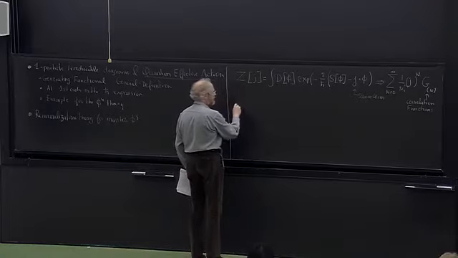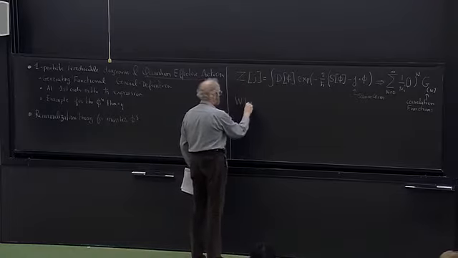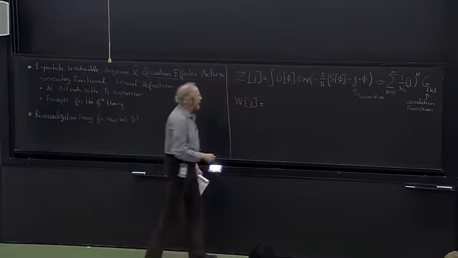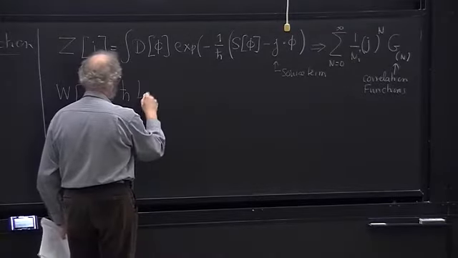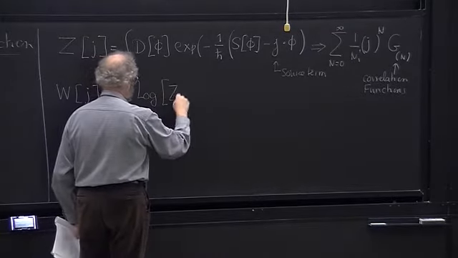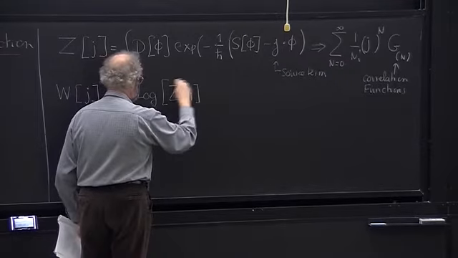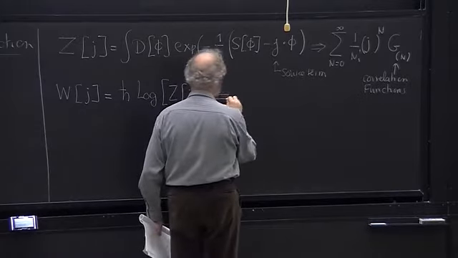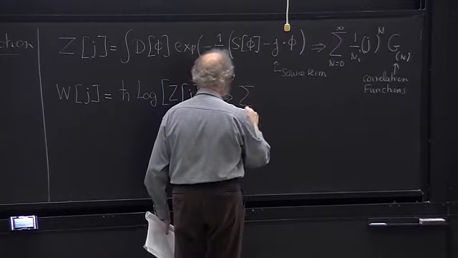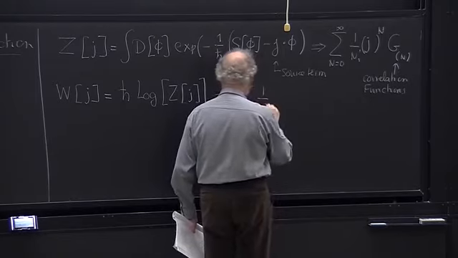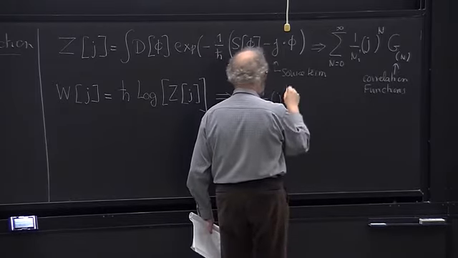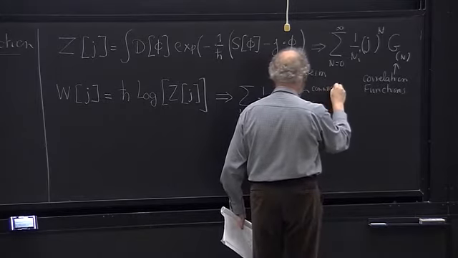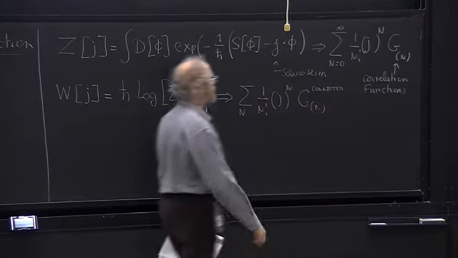Okay? So I claimed that out of this, we can define another generating function that's called W of G, which is just h bar times the logarithm of this Z of G. And that is basically the sum over n of 1 over factorial n G to the power n times the connected correlation functions.